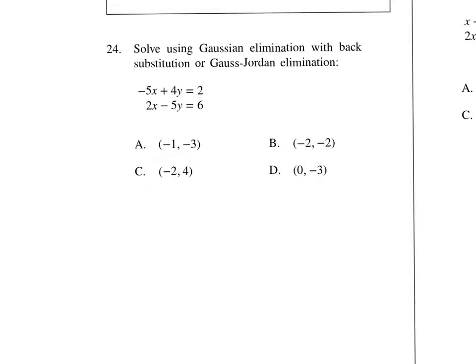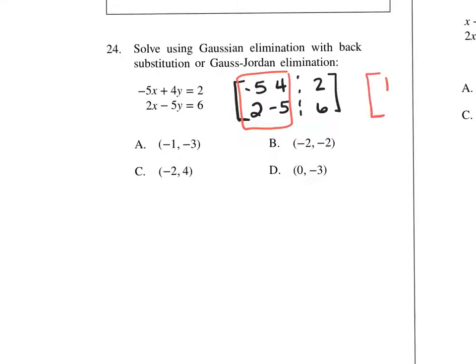First off, the augmented matrix looks like this: -5, 4, 2, 2, -5, 6. I want to make that matrix become this right here. Remember, I want the constant part of this matrix to be 1, 0, 0, 1, and it's going to have the solution sitting over here for x1 and x2. So that's the goal. Let's go find that.